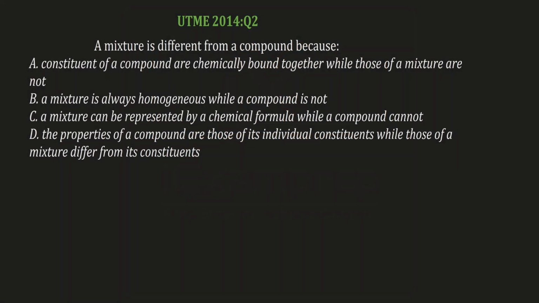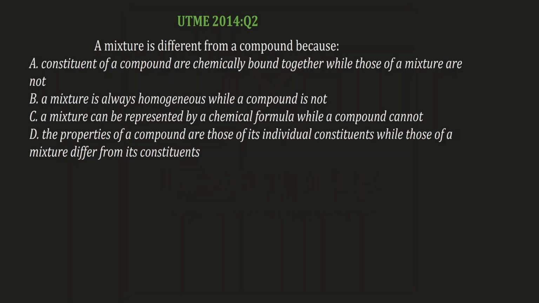The question here says, a mixture is different from a compound because, so we are looking for the difference between a mixture and a compound. All right, let's look at the options. Option A says, constituents of a compound are chemically bound together, while those of a mixture are not. Right, that seems correct. Let's look at the other options.